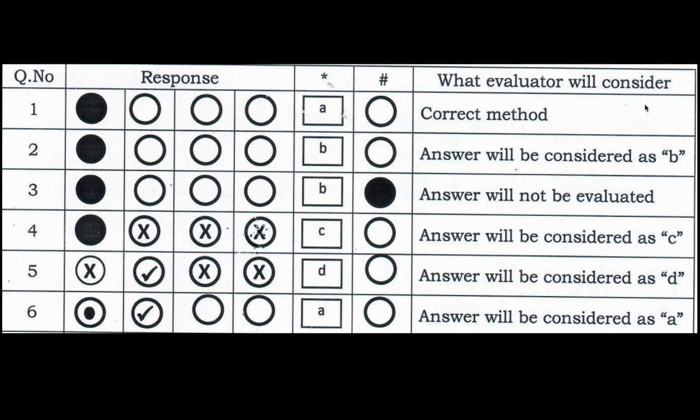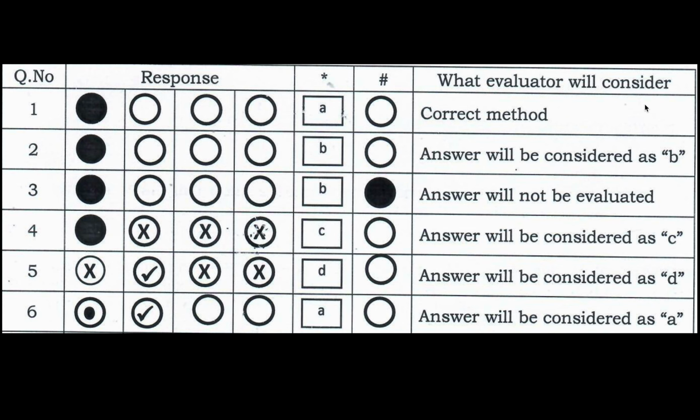Third way, the student has marked a response in the response column. He has also marked the star column, but later on he found that okay, he wants to skip that question. So what the evaluator is going to do now is that the answer will not be evaluated. Means this will be skipped. So the evaluator will check question number 1, he will check question number 2, but when it comes to 3, he will just skip it. He will just move to question number 4.